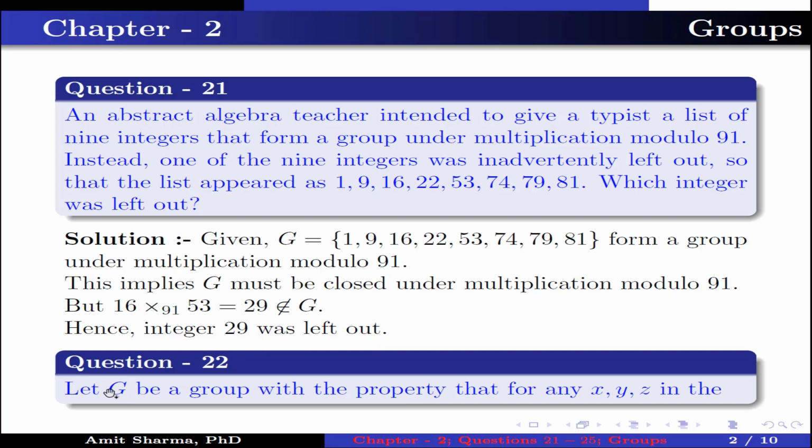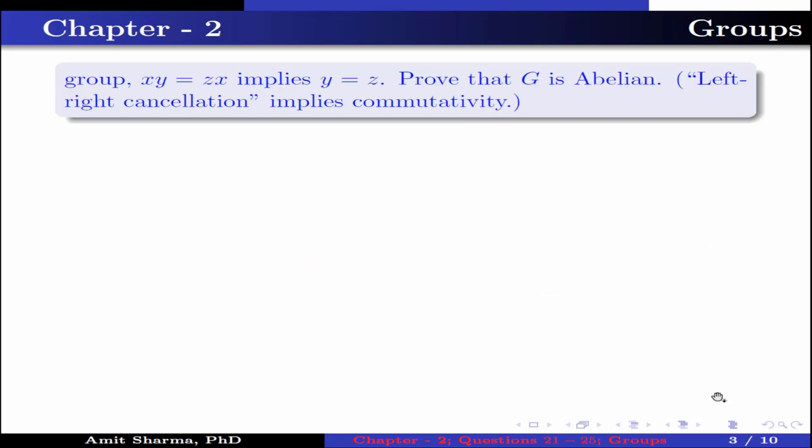Question number 22. Let G be a group with the property that for any x, y, z in the group, xy equal to zx implies y equal to z. Prove that G is abelian.